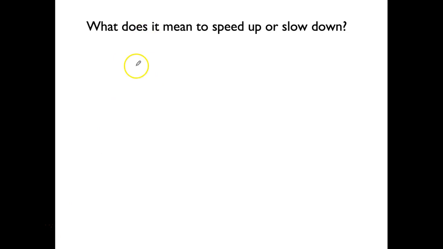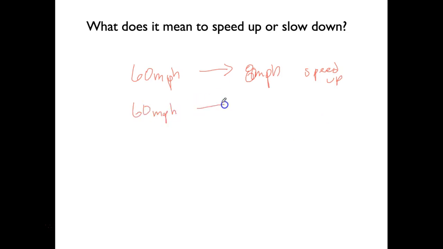Let's say I'm on the freeway. I'm going 60 miles per hour, and I change my speed to 80 miles per hour. That would definitely be considered speeding up, right? I sped up. Let's give another easy example. I go from 60 miles per hour down to 40 miles per hour. Well, that would be slowing down, right?